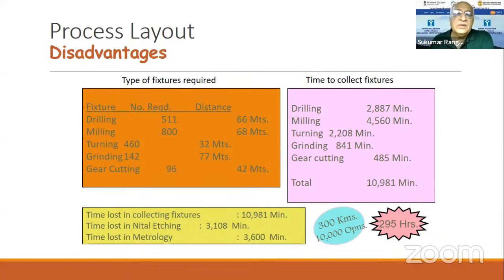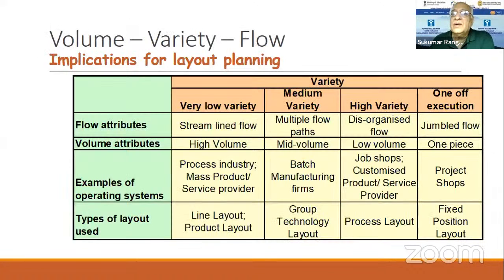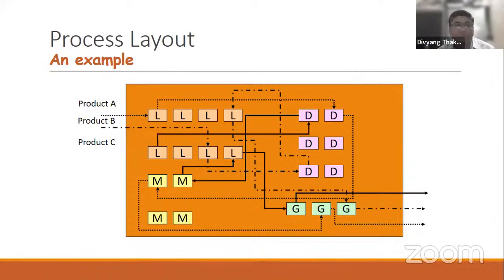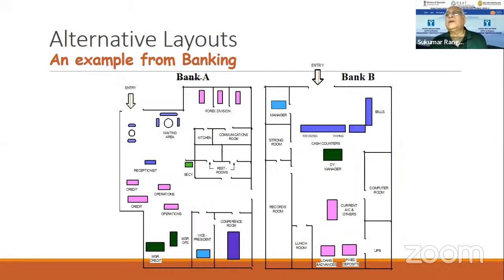The last one, the project kind of a thing which we saw. Project layout. Why? Because you are only going for one job. Each customer is going for a different one. But within that, for cash, it becomes a line layout. So it is a sort of a mix of all this, but typically it's a project layout.